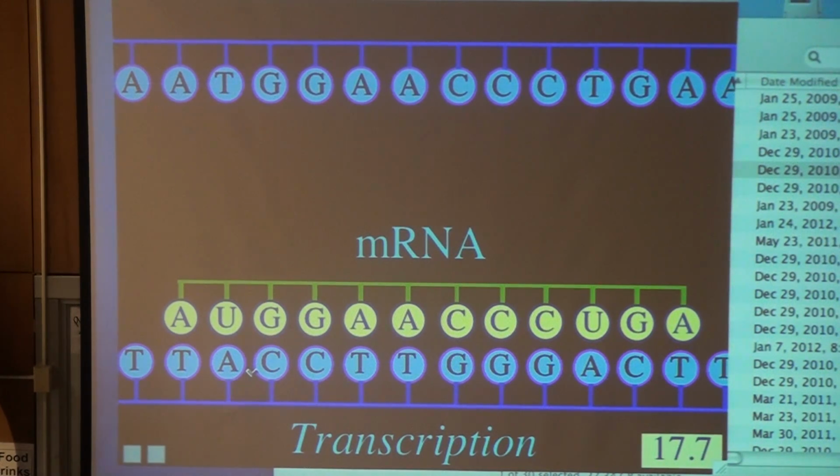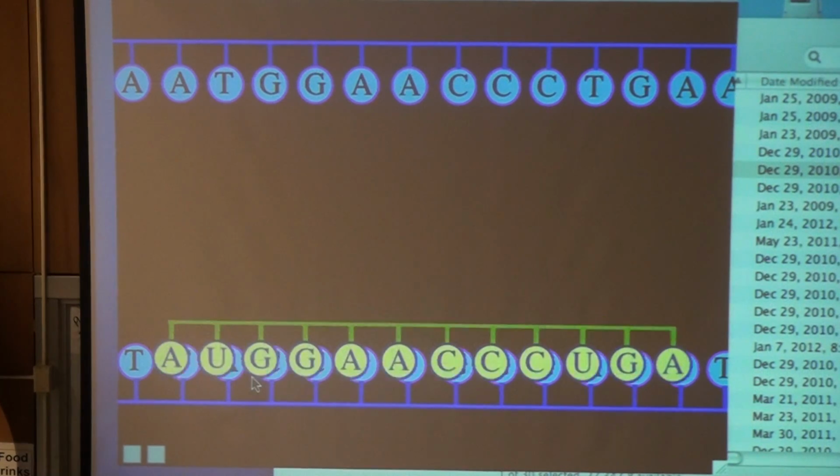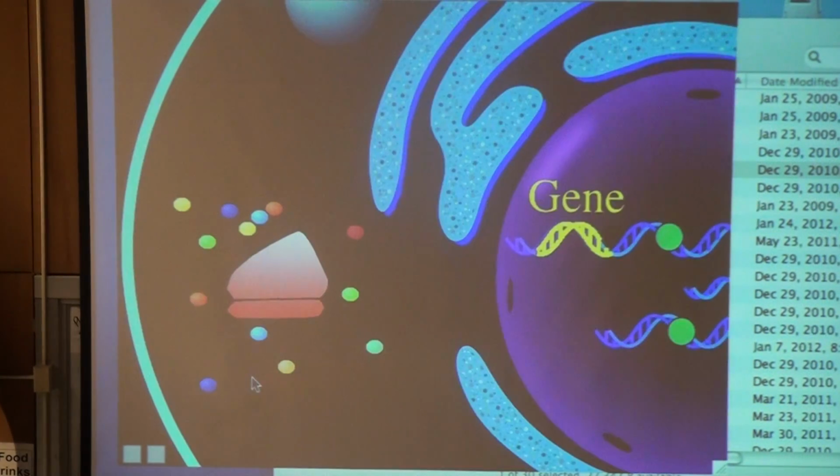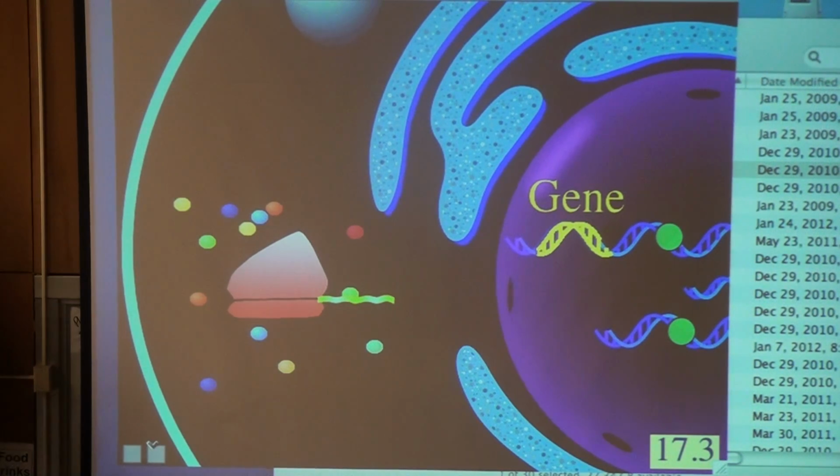And then the messenger RNA, when it's completed, detaches from the DNA, exits the nucleus, goes to the ribosome, and now the ribosome starts the translation process, which we have right here.